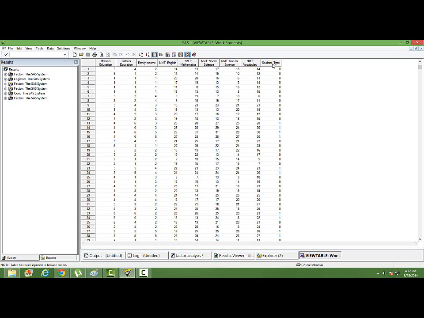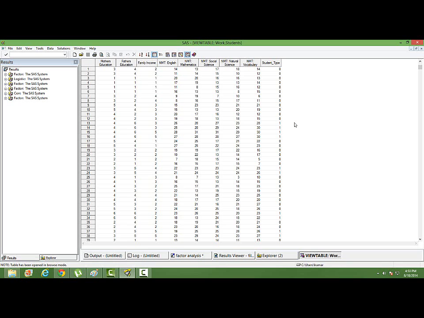What is our objective? When we do a regression model, I'm going to do a logistic regression model. Once the factor analysis is done and I have the factors in place, I'll regress student type on all the other variables. That's what my regression equation is going to be. How many independent variables do I have? From mother education to vocabulary, I have 8 independent variables, and student type is my dependent variable.